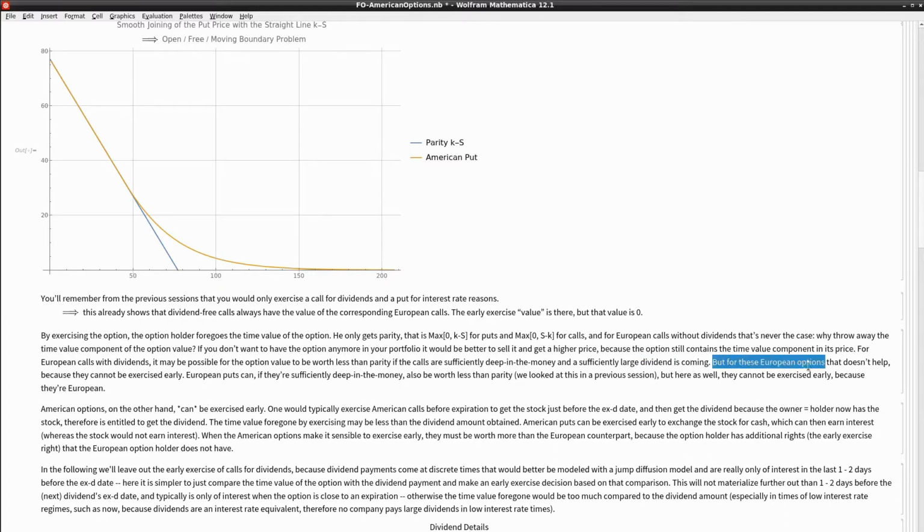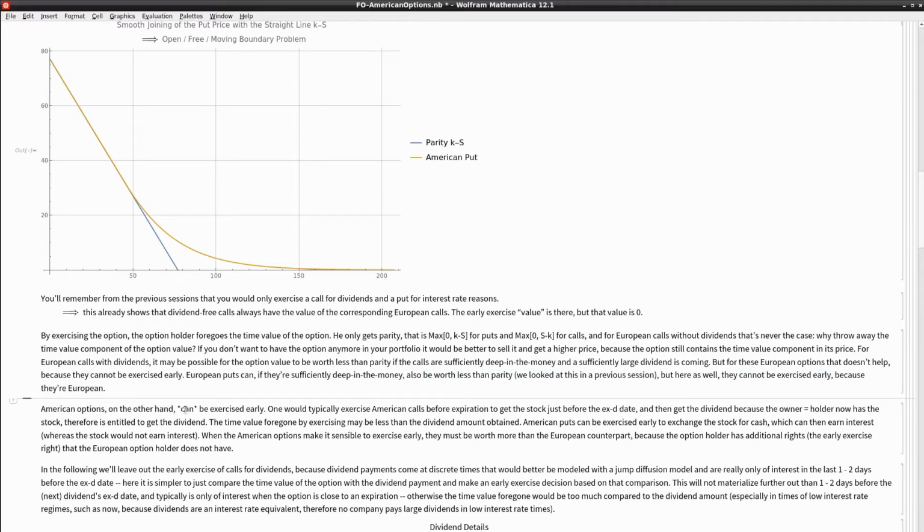For European options, that doesn't help because they cannot be exercised early. European puts can, if they're sufficiently deep in the money, also be worth less than parity, and we looked at this in a previous session. But here as well, they cannot be exercised early because they're European, so it doesn't help.